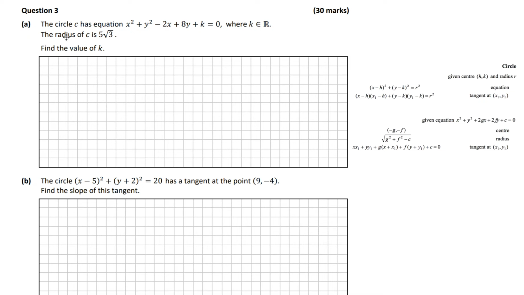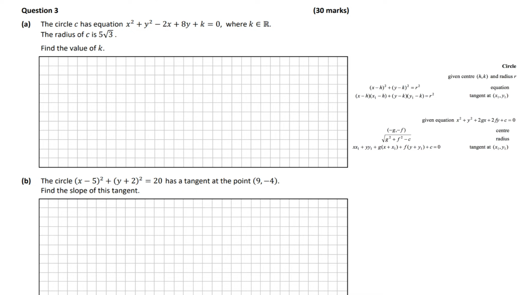So part A says the circle C has equation x squared plus y squared minus 2x plus 8y plus k equals 0, where k is a real number. The radius of C is 5 root 3. That's the radius of the circle. Find the value of k.